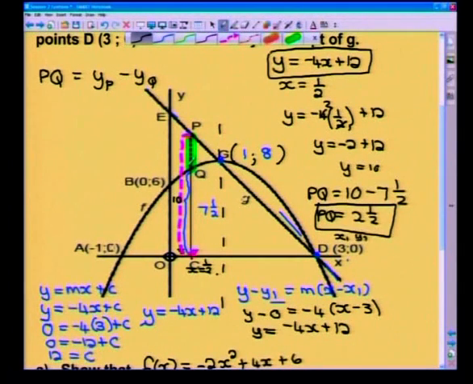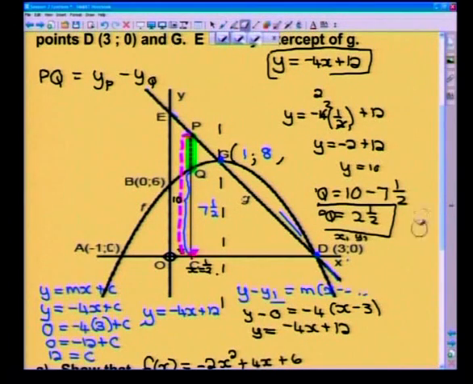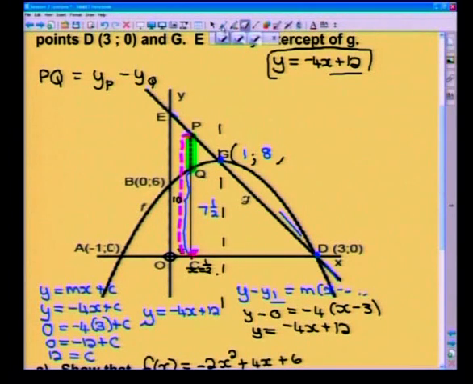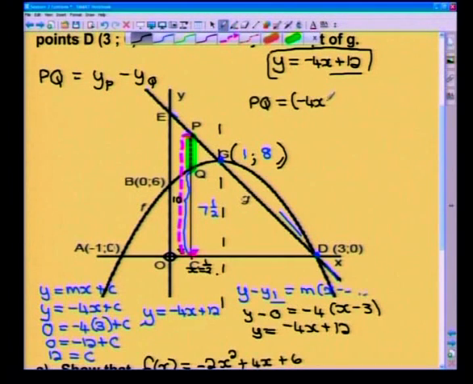Okay, so if I'm going to do that, then what I would do is I would work wholly and solely with my equations. So I would go along here and I'd say PQ is. Now the y of P is actually the equation of the straight line. So I would say minus 4x plus 12. And from that I would subtract the y of the parabola, which is the equation of the parabola, which is minus 2x squared plus 4x plus 6.